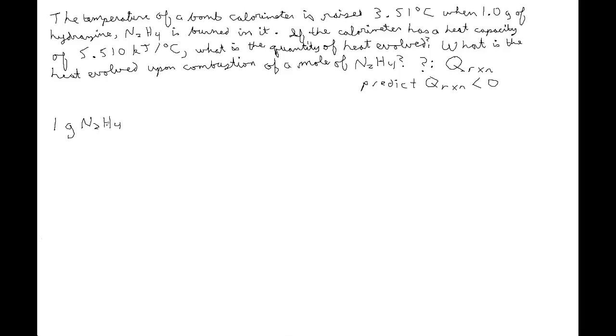Okay, so let's continue with solving the problem. So first we need to find the heat of combustion for N2H4. So you can take 1 gram and then 14 times 2 is 28 plus 4 is 32 grams. So 1 divided by 32 grams, and that'll give us 0.031 moles of N2H4. Now that's how many moles we have.